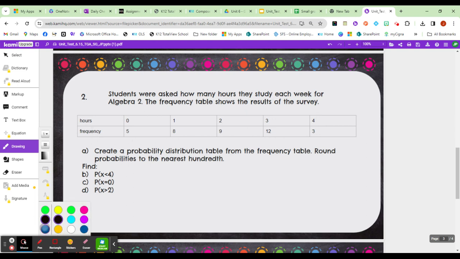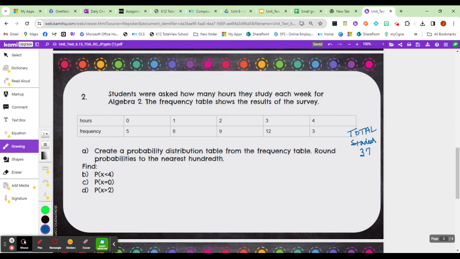So what I would do first, because I always forget to do this, is I would add up my frequencies to get my total number of students. So I'm going to add 5, 8, 9, 12, and 3. 5 plus 8 plus 9 plus 12 plus 3 is going to give me 37 total students. You have to know the total in order to do your probabilities.